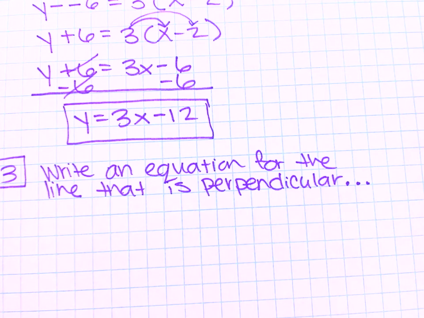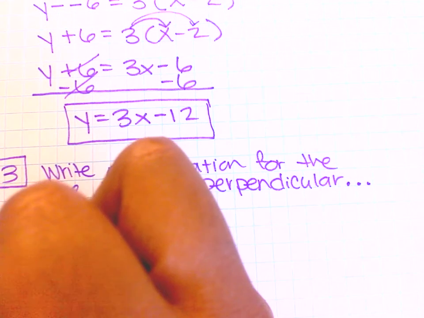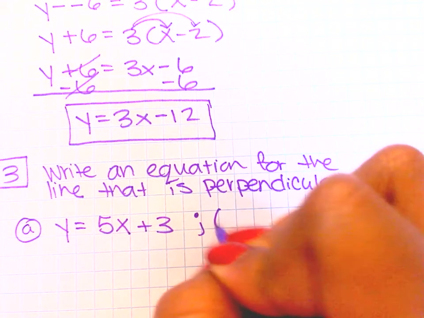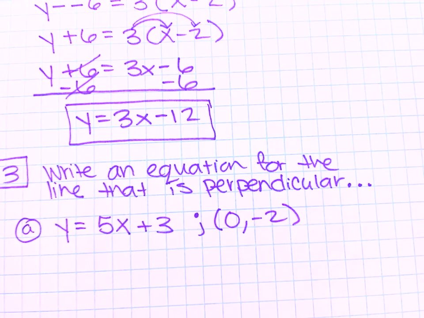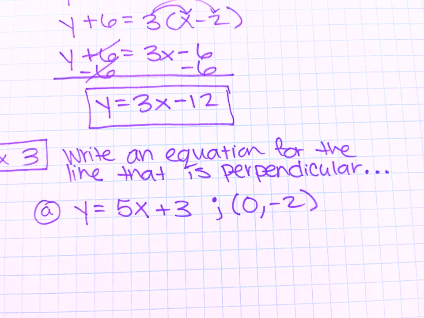Okay, so you're doing the exact same thing, except once you find the slope, you have to find the perpendicular slope to plug in. Here we go. Letter A. Y equals 5x plus 3, and the point they give us is (0, -2). Now, I don't want the slope for a parallel line. I want the slope for a perpendicular line, which means it's the opposite inverse.